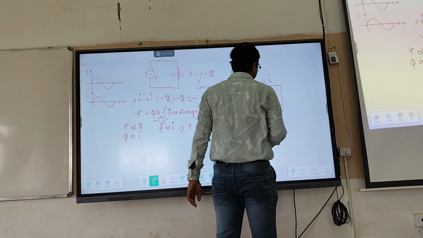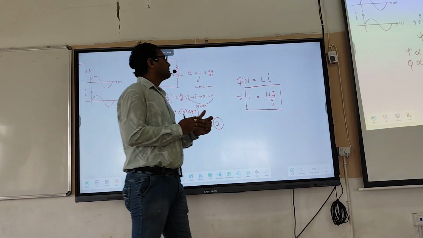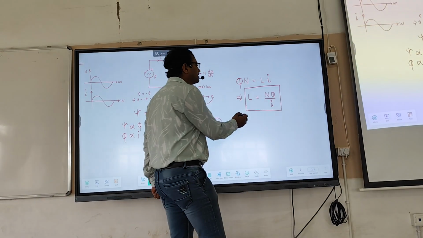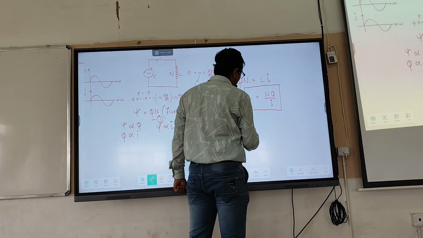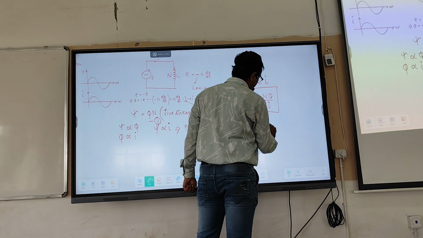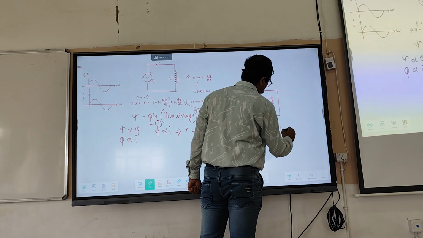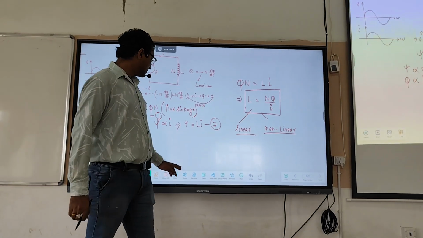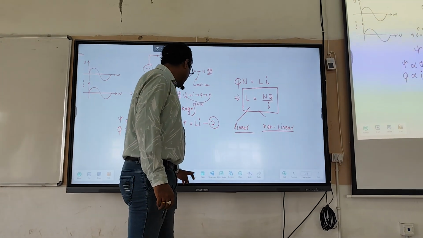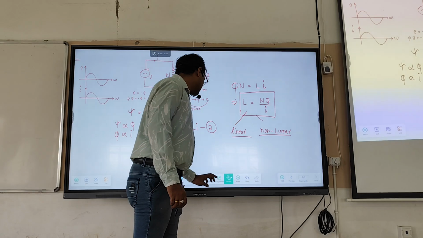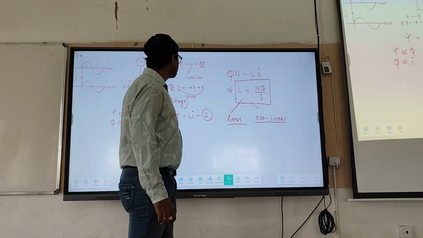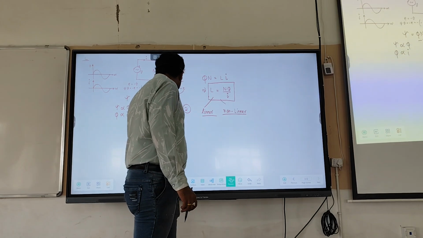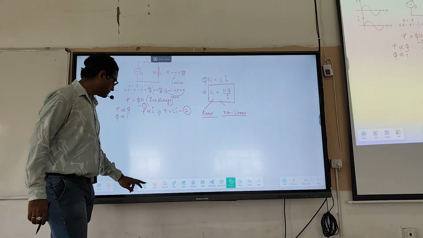In this formula we can see many things. Many types of inductors are there. Linear inductors are there, non-linear inductors are there. That is a different story. From here another formula can also be derived. Let us see that, then we will go to the capacitor.